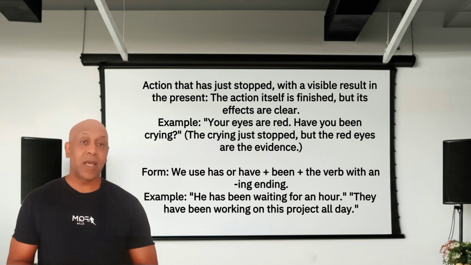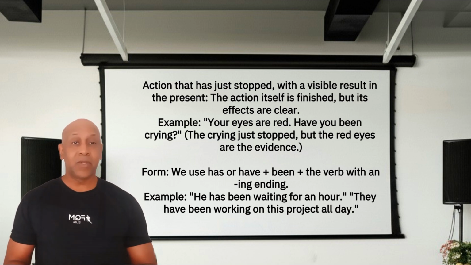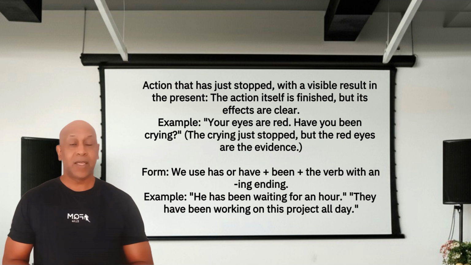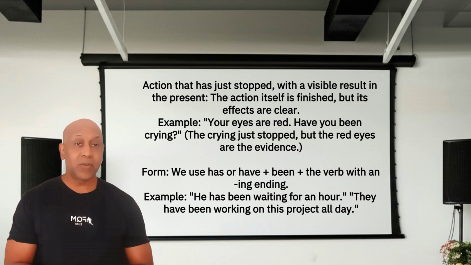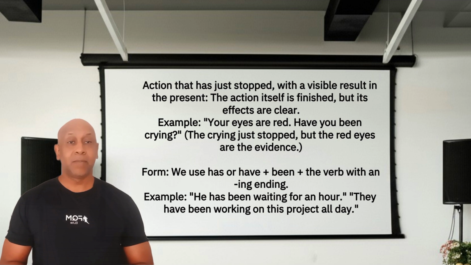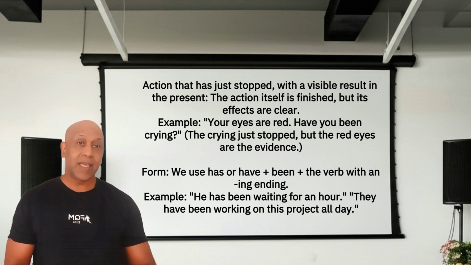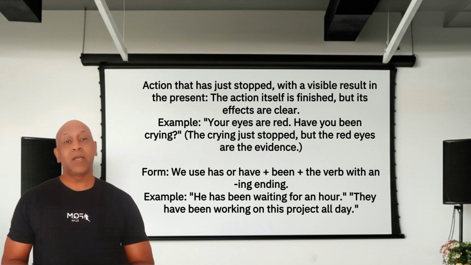Action has just stopped with a visible result in the present. The action itself is finished, but its effects are clear. Example: your eyes are red. Have you been crying? The crying just stopped, but the red eyes are the evidence. The form that we use: has or have plus been plus the verb, the infinitive verb, with an ing ending. Example: he has been waiting for an hour. They have been working on this project all day.